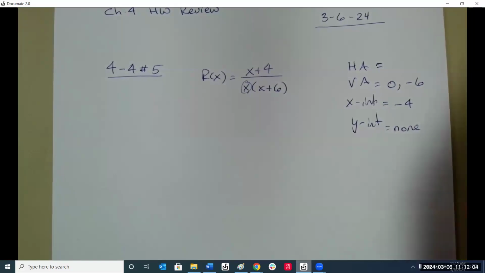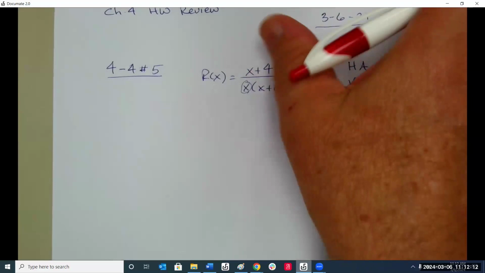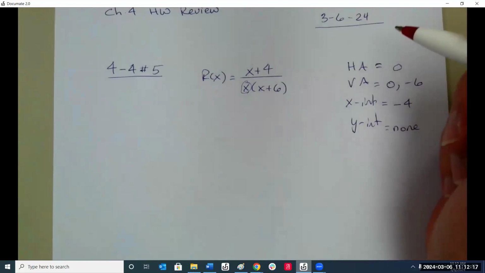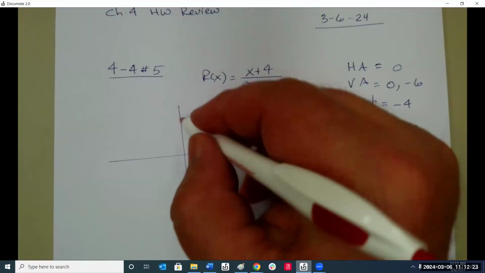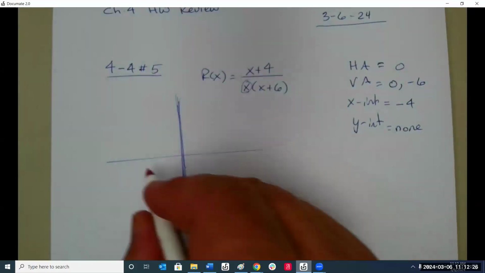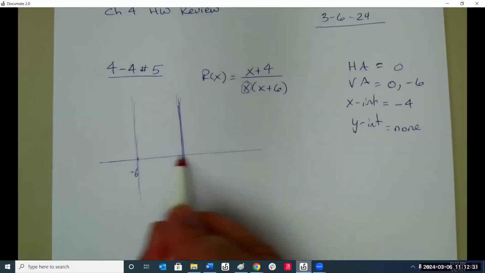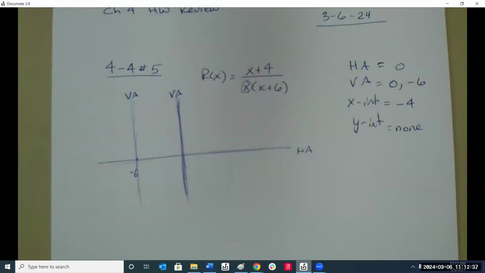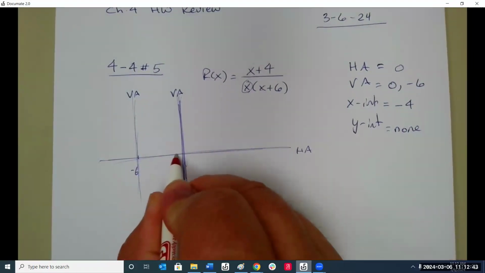Horizontal asymptote: because there's more x's on the bottom than the top, this is 0. If you forget the numbers and one x cancels, we have 1 over x. As x goes to infinity, it goes to 0. So our graph has a vertical asymptote there, a vertical asymptote here, and a horizontal asymptote. The x-intercept is at -4.